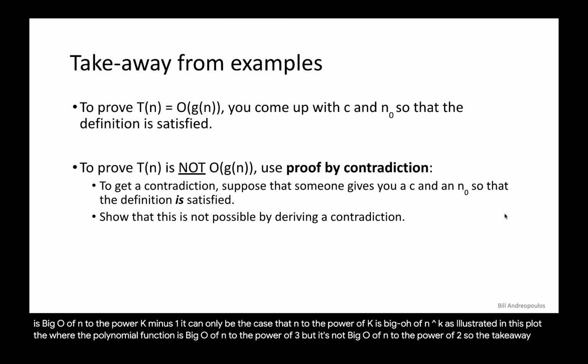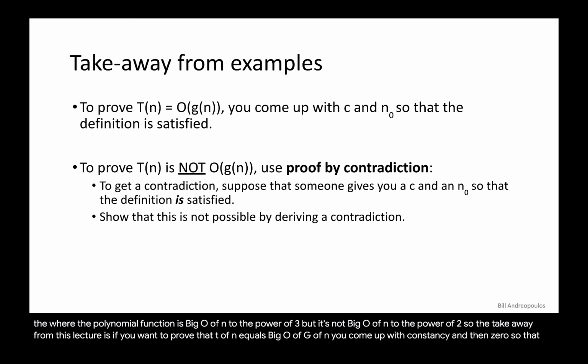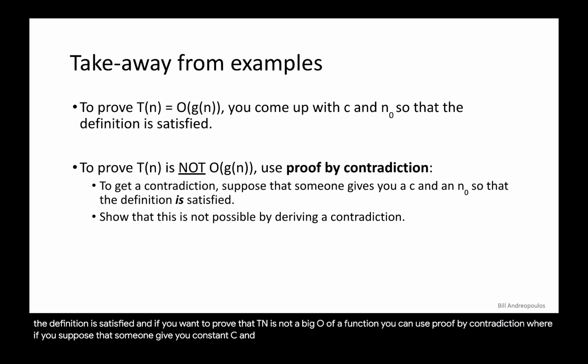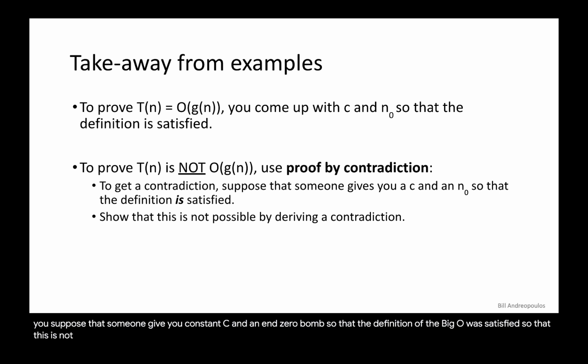So the takeaway from this lecture is, if you want to prove that T of n equals big O of g of n, you come up with constants c and n0 so that the definition is satisfied. And if you want to prove that T of n is not a big O of a function, you can use proof by contradiction, where you suppose that someone gave you constants c and n0 so that the definition of the big O was satisfied, and show that this is not possible.